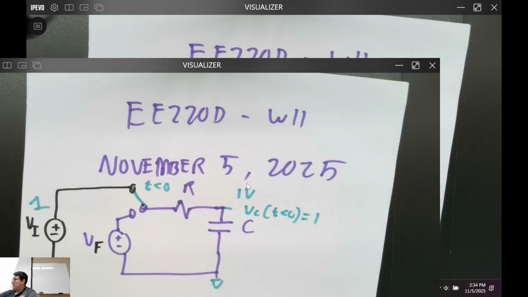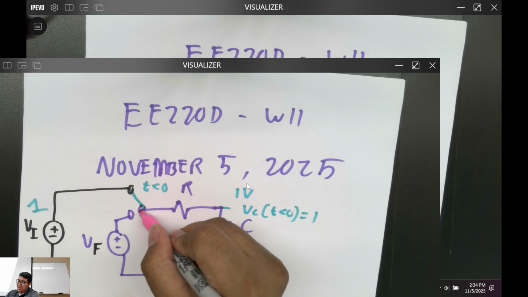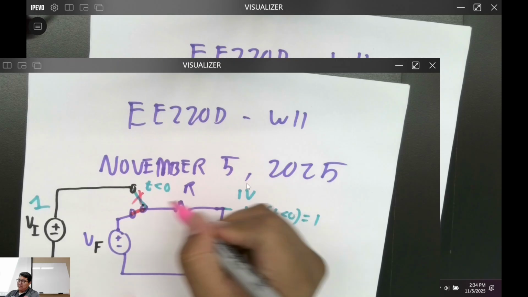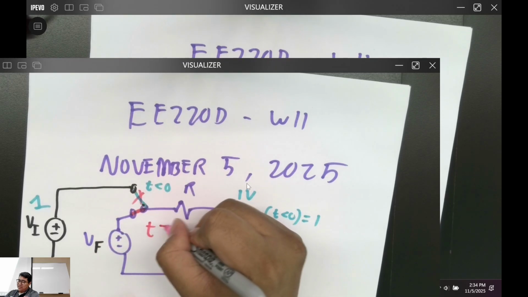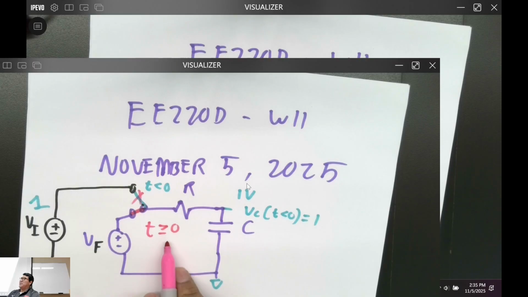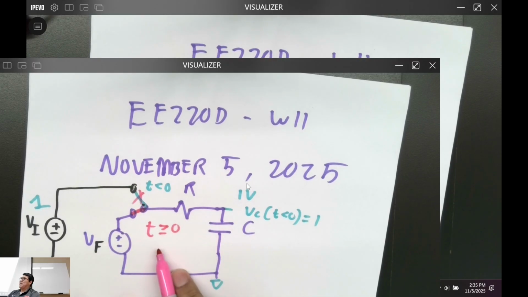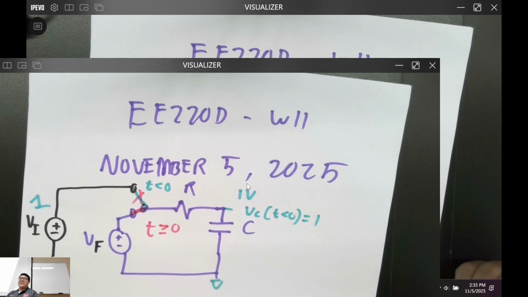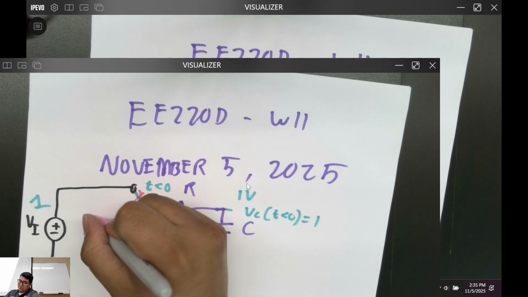And now I'm going to do something funny. I'm going to start switching it down here. Now I'm going to short that, okay? And then this, I'm going to disconnect it, okay? Now it's at T is greater than or equal to 0, okay? Now we're using this circuit. We just charged this capacitor, right? There's 1 volt in there, right? Is that good? And now I'm just gonna throw a random number, 5 volts.